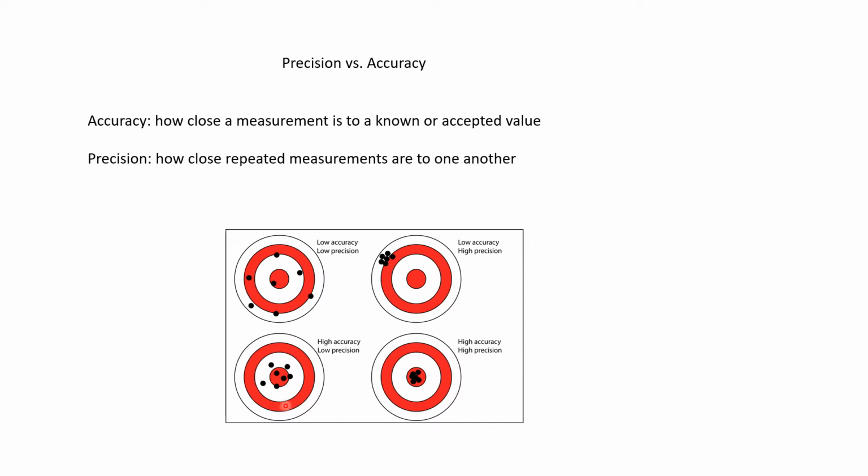In this case, the darts landed near the bullseye. However, they are apart from each other. So that means this game has high accuracy but low precision. So when you look at this, all the darts landed on the bullseye. That means this has high accuracy and high precision.